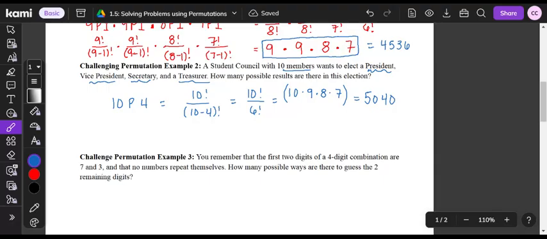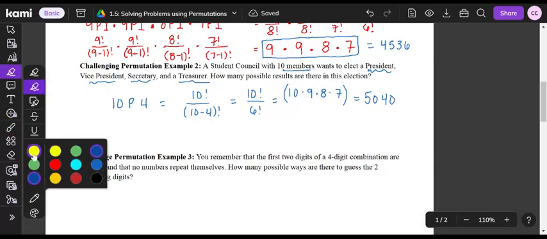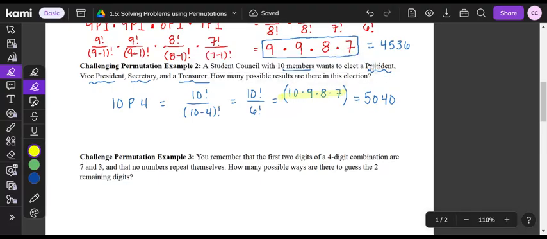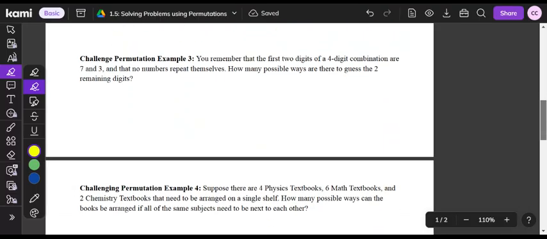All right. And once again, this right here is just the fundamental counting principle. All right. For the first role, the president, I have 10 people to choose from. Then for the next role, I have 9 people left. Then for the next role, I have 8 people. And then for the last role, I have 7 people left. So there are 5,040 different election results. Okay, let's look at the next one.